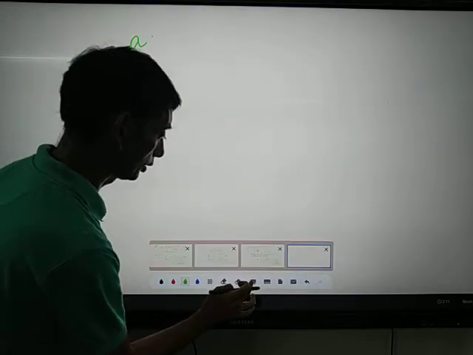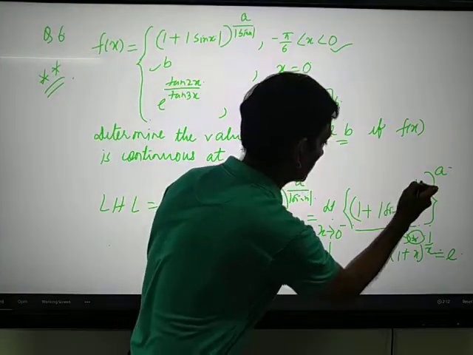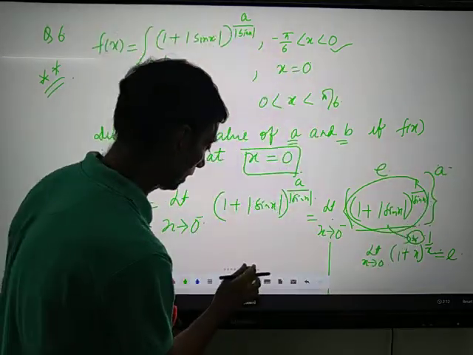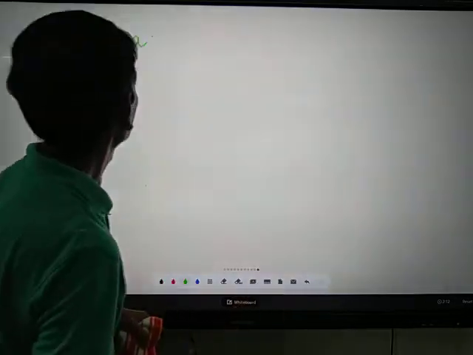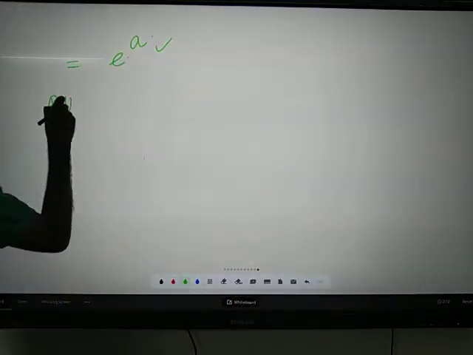Why? Because if you see that limit x tends to 0, this value is equal to e. Only e to the power a will be left out. Therefore this gives us e to the power a. Now we just find the right hand limit.